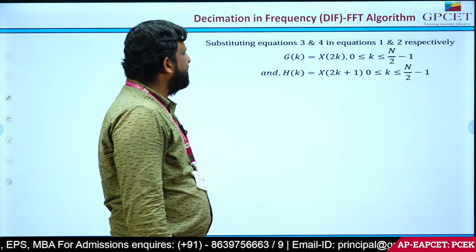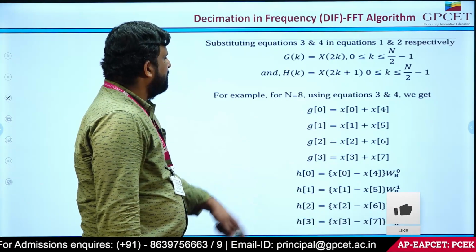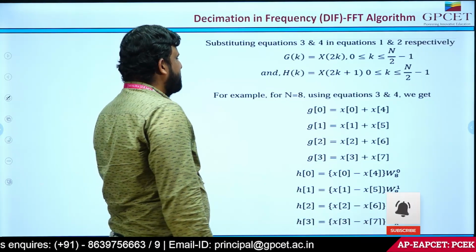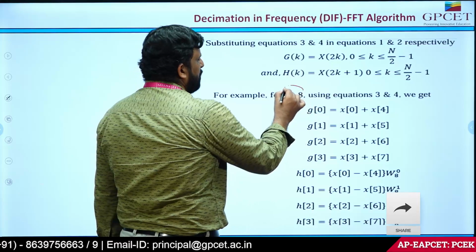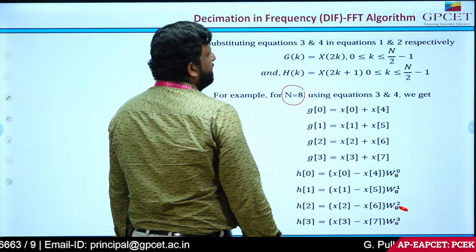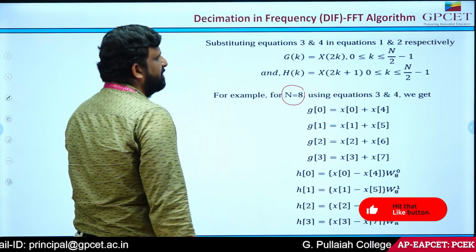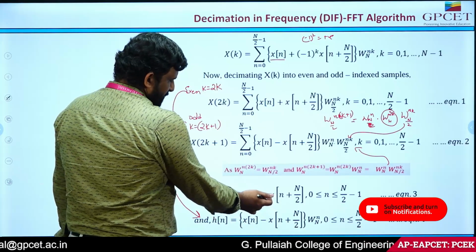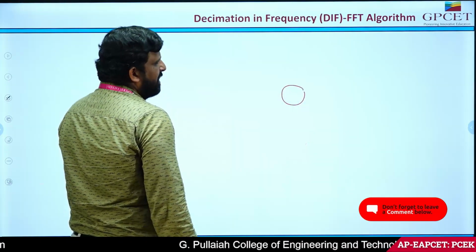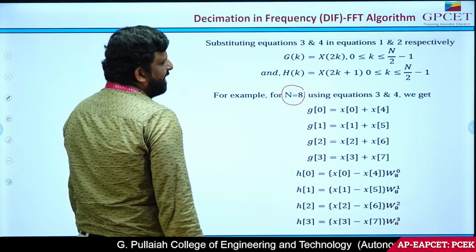Now, with the help of these two equations, I can frame the first stage. For example, I am taking N equal to 8. With the help of these third and fourth equations, I am going to frame the equations.